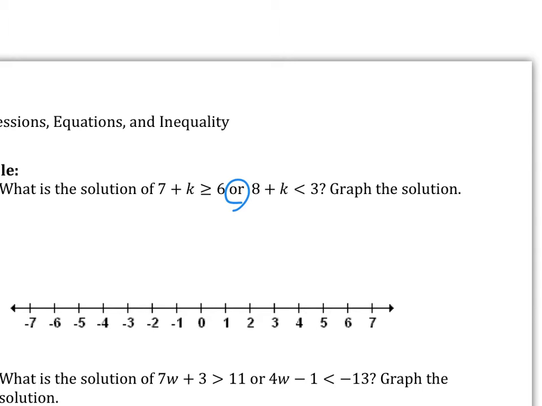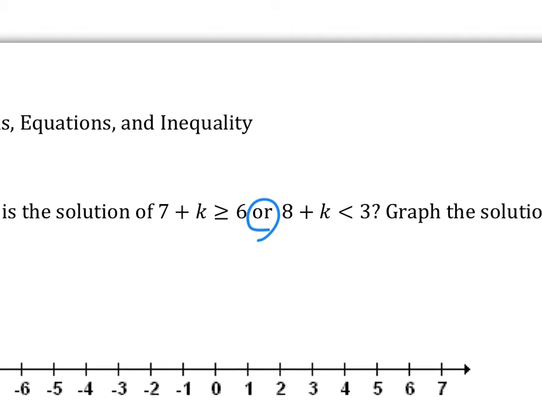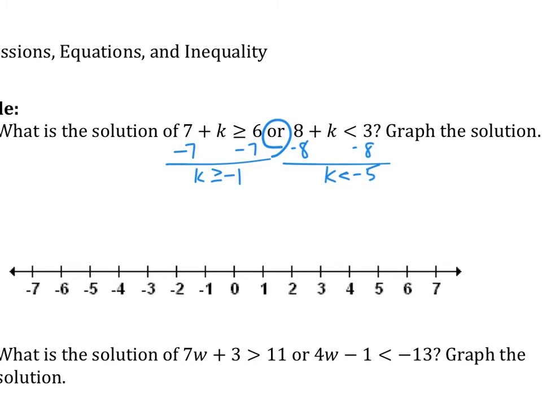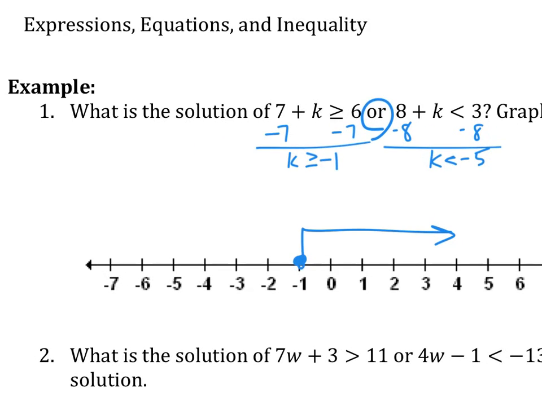So what we're going to do again is solve them separately. So minus 7, k is greater than or equal to -1. And then here, minus 8, k is less than -5. And we graph this. So greater than or equal to -1, less than -5. Can you see how they're pointing in opposite directions?